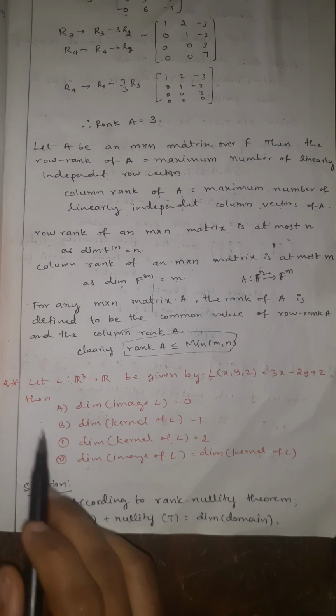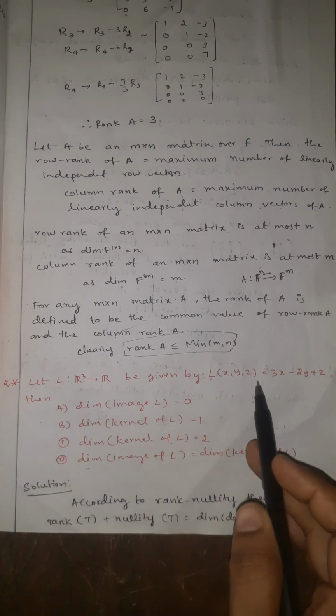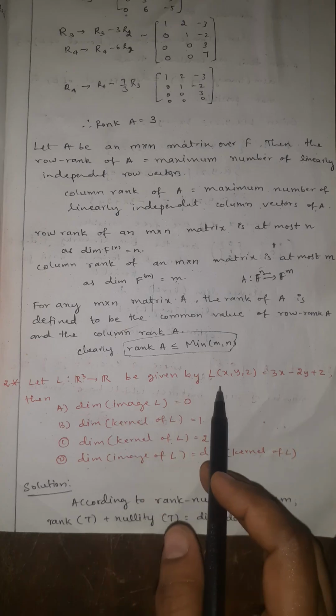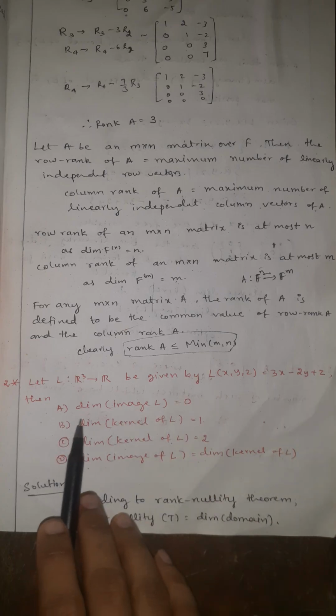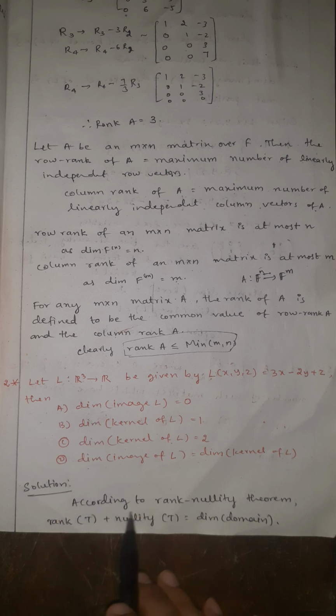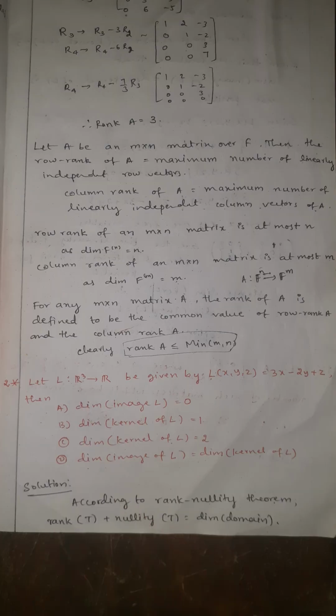Next question. Let L from R3 to R be given by L of (x, y, z) equal to 3x minus 2y plus z. Then this is a linear transformation. So here we have to choose the correct one. According to the rank nullity theorem, we know that rank of T plus nullity of T equals the dimension of the domain. Here the domain is R3 and its dimension is 3.